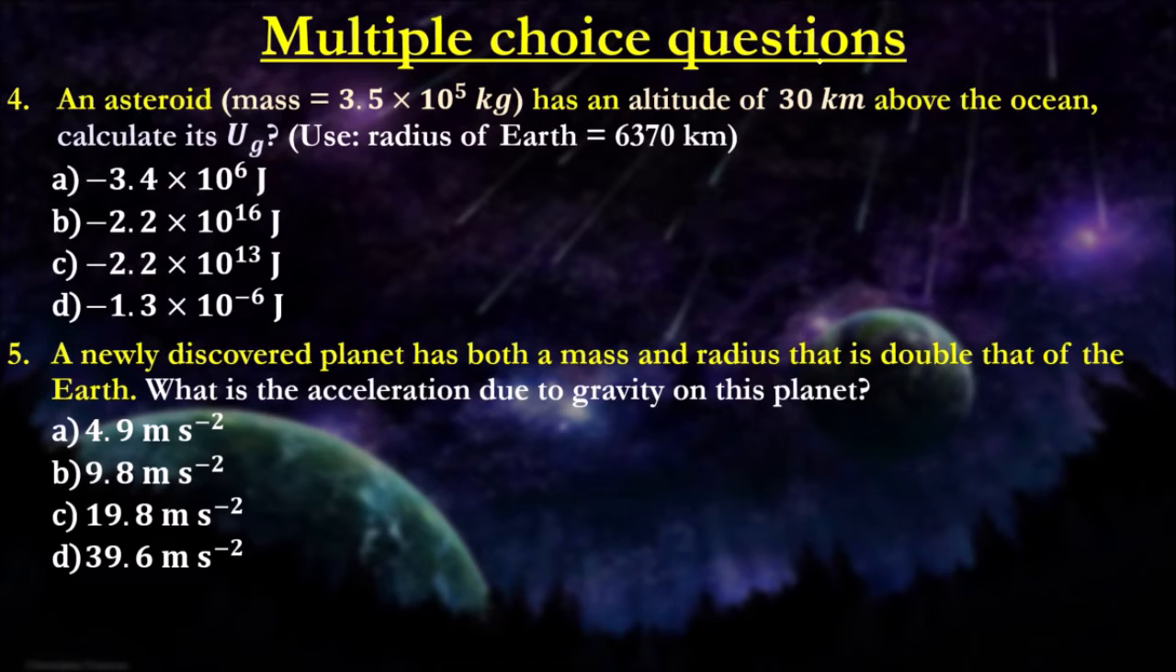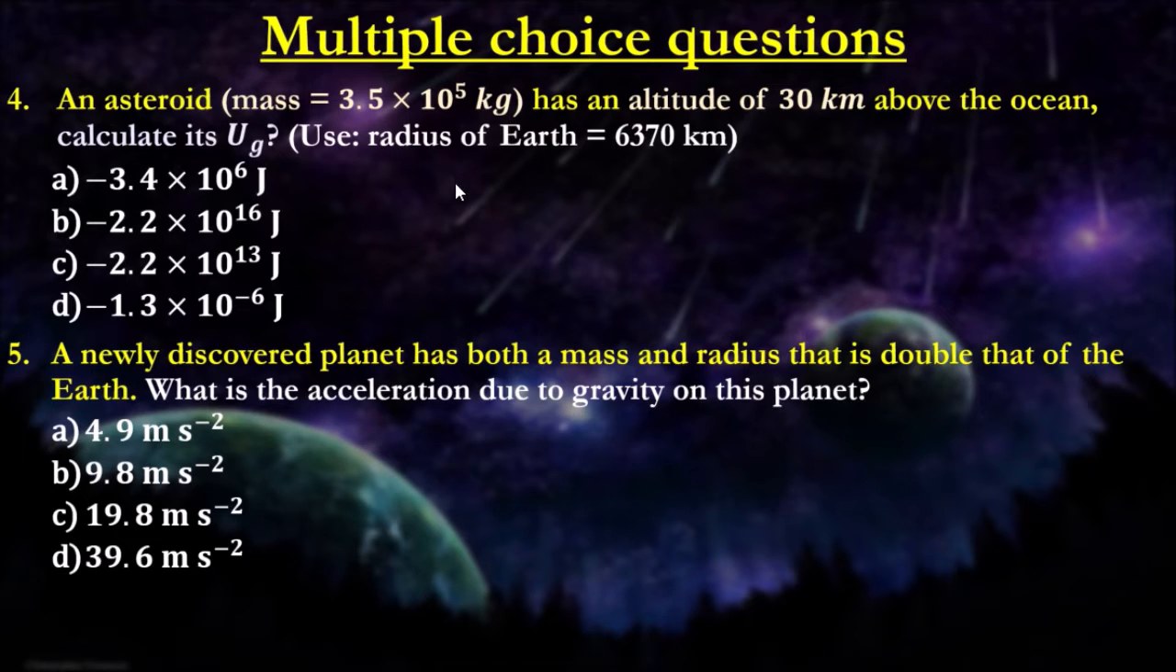An asteroid has an altitude of that value there above the ocean. What is the gravitational potential? We have a newly discovered planet that has a mass and radius that is double that of Earth. What is the acceleration due to gravity? I'll give you 5 seconds to think about how to approach these two questions. You can pause it here if you would like to take your time to work it out as well.